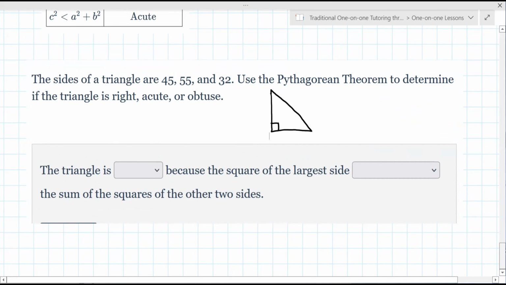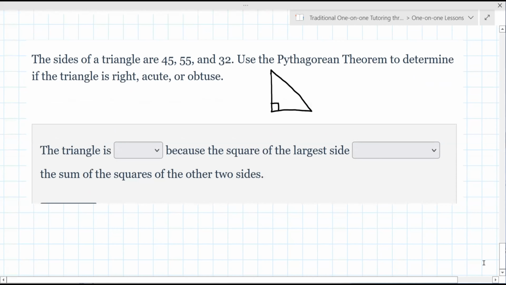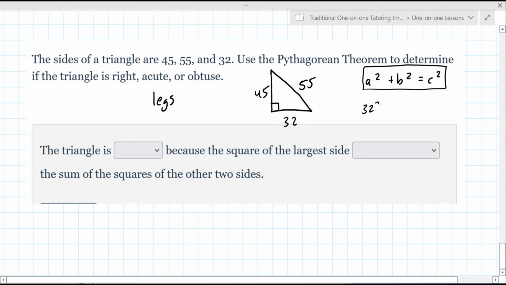Okay, so let's look at another problem here. It says the sides of a triangle are 45, 55, and 32. So which two are the legs? Which are the two shorter sides? 45 and 32. 32 and 45, yep. Okay, and then the hypotenuse is 55. So again, a squared plus b squared equals c squared. You want to write this down until you roll out of bed and you know it. 32 squared plus 45 squared. Does that equal 55 squared? No.